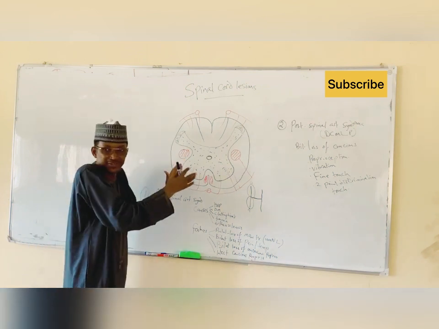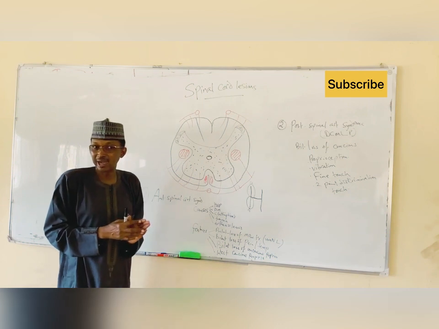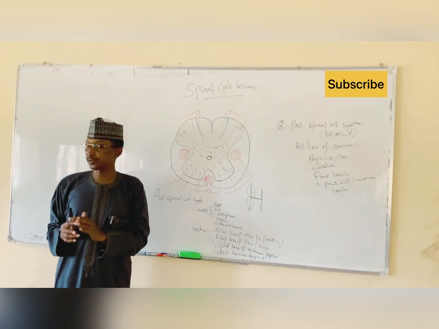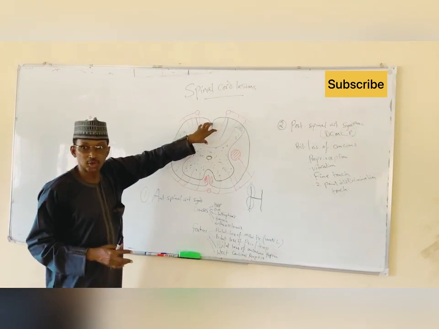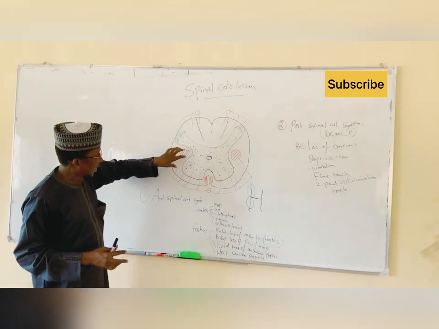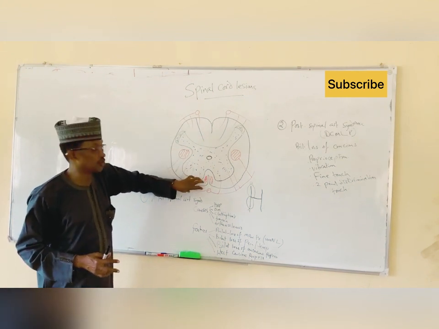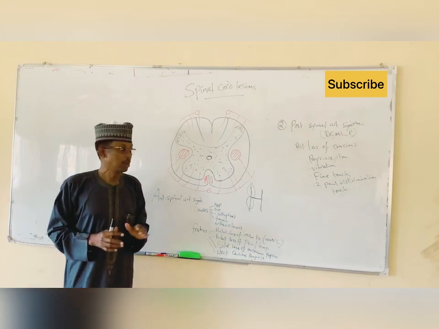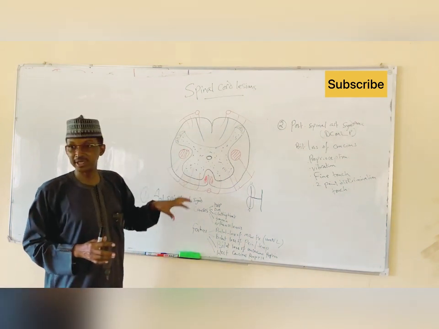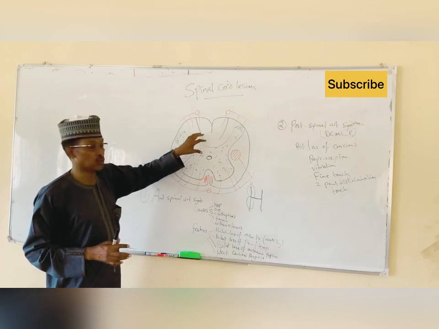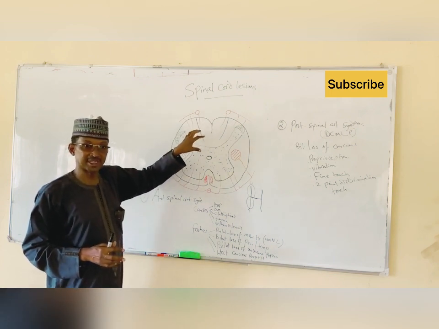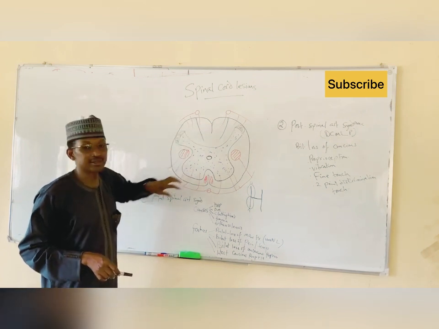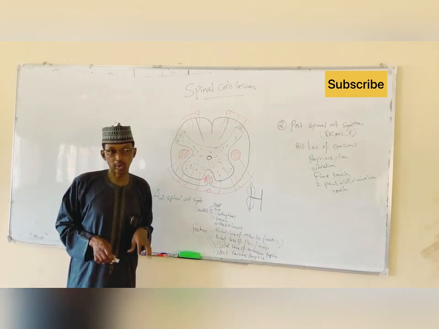By having this figure H-shaped gray matter of the spinal cord, it divides the white matter into three columns, what we call the posterior white column, lateral white column, and anterior white column. Are you clear? So the white matter of the spinal cord, because of this figure H-shaped gray matter, is divided into three columns: posterior column, lateral column, and anterior white column.